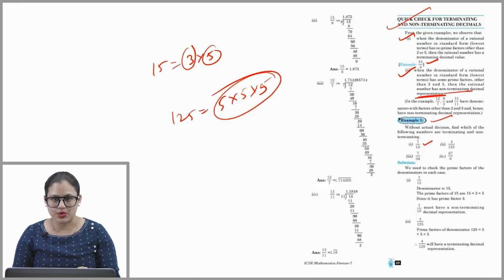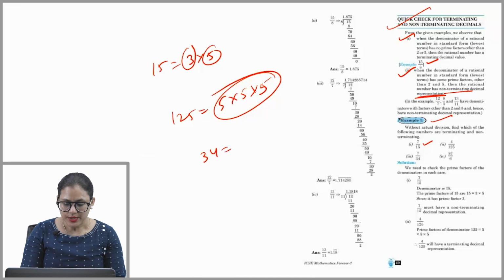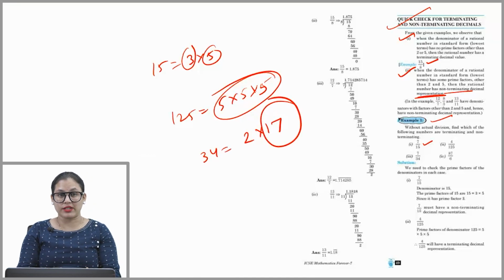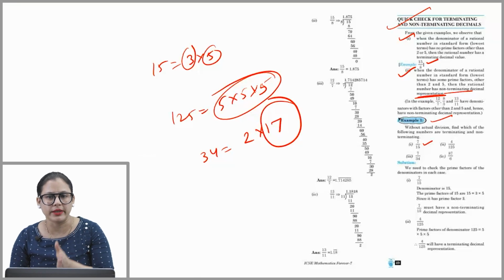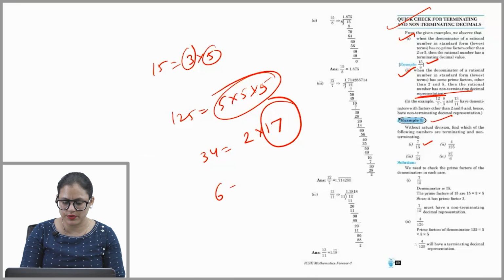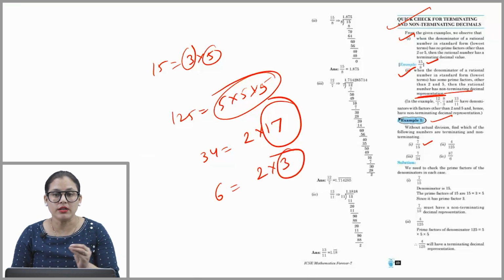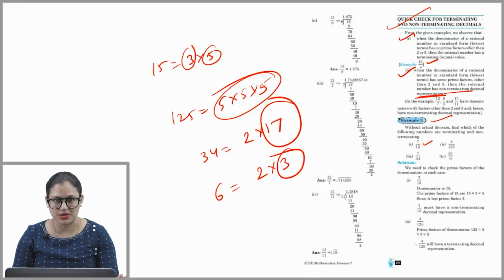decimal representation. Okay, next is 7 by 34. 34 is 2 into 17. Okay, 17, it has a prime factor, so it is also a non-terminating decimal representation. And if we talk about 87 by 6, factors of 6, 2 into 3, here 3. So it is also a non-terminating decimal representation, right?